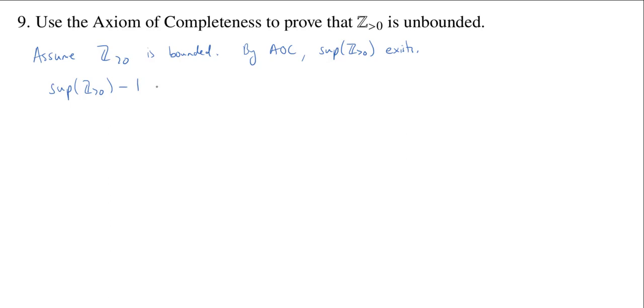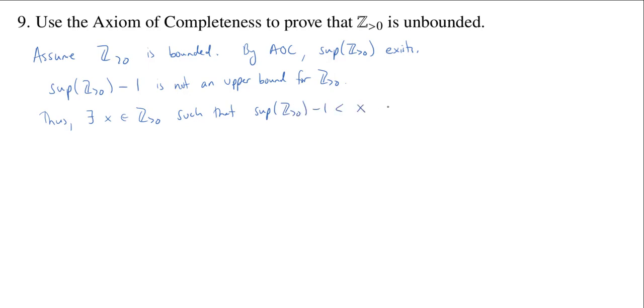So this is not an upper bound for the positive integers. Well, if it's not an upper bound, that means there must be some positive integer which is greater than it. Thus there exists some positive integer x such that the supremum minus 1 is strictly less than x.